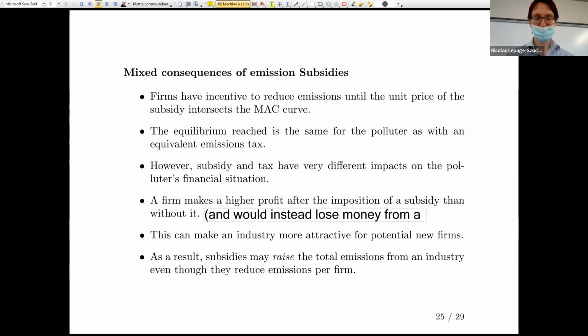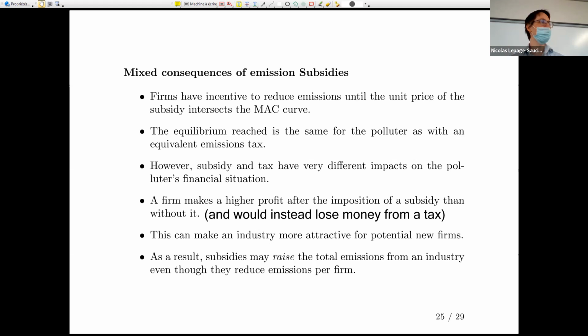If you ask firms, they will say: we have thought about it quite a lot, and in our opinion, a subsidy would be preferable to a tax. That's another very interesting point.